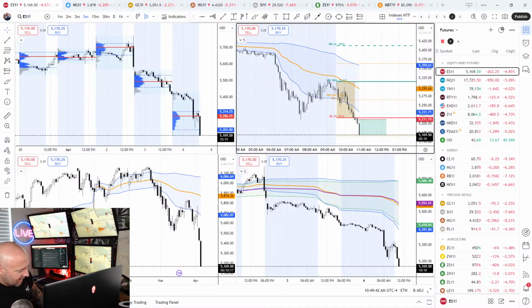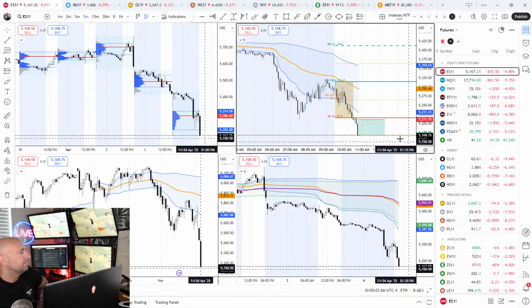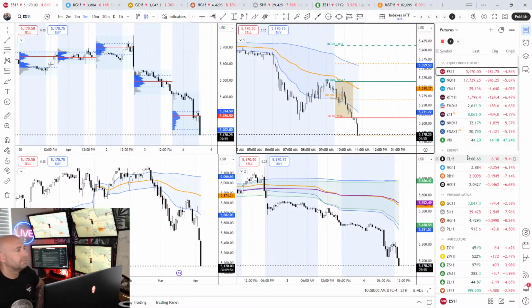So the Nasdaq, the Russell, the Nikkei, the Japanese stock market, and the Magnificent Seven index are all now in bear market territory. There it is. Boom.